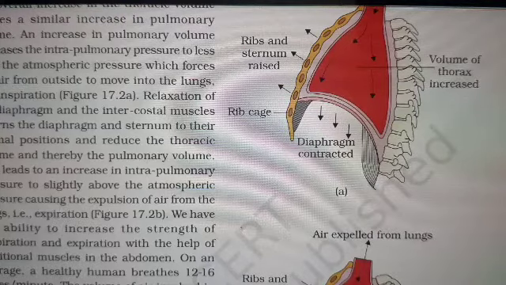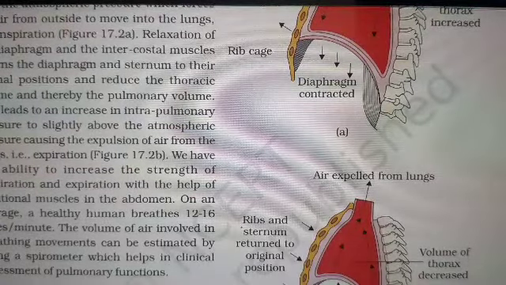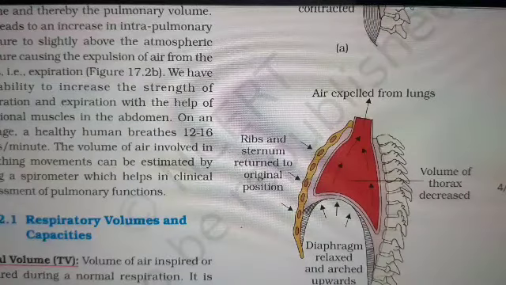And next, this leads to an increase in the intrapulmonary pressure slightly above atmospheric. And next we need to focus on the average healthy man.